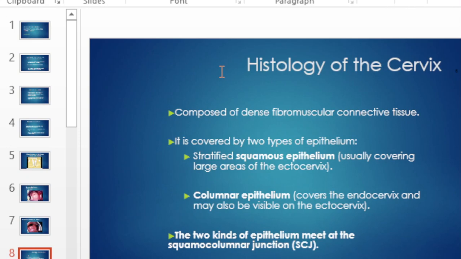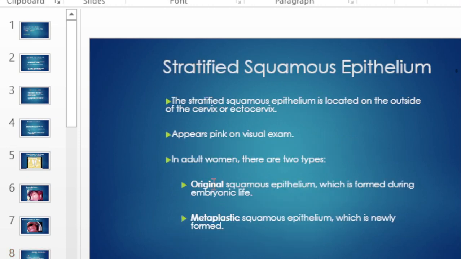So the cervix is composed of dense fibromuscular connective tissue, and it is covered by two types of epithelium. You have stratified squamous epithelium and you have columnar epithelium. And where the two types of epithelium meet, it is known as the squamo-columnar junction.